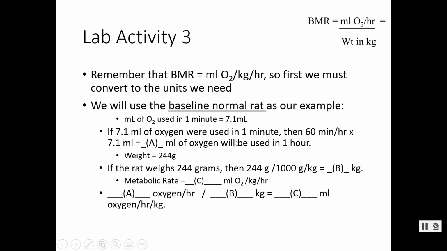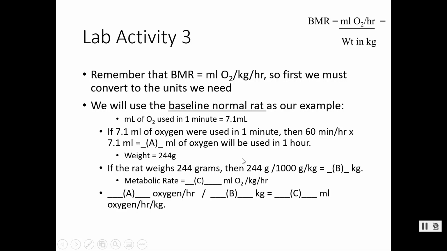We need to convert that to usage by hours. So we're going to do our conversion really quick. Let's multiply by our 60. In your chart, it says that the rat we're talking about, our baseline normal rat, weighs 244 grams. We need to move our decimal place over to convert to kilograms.